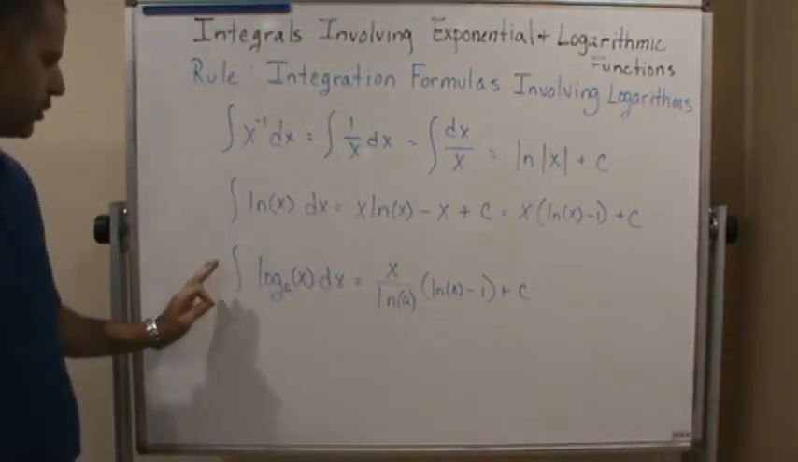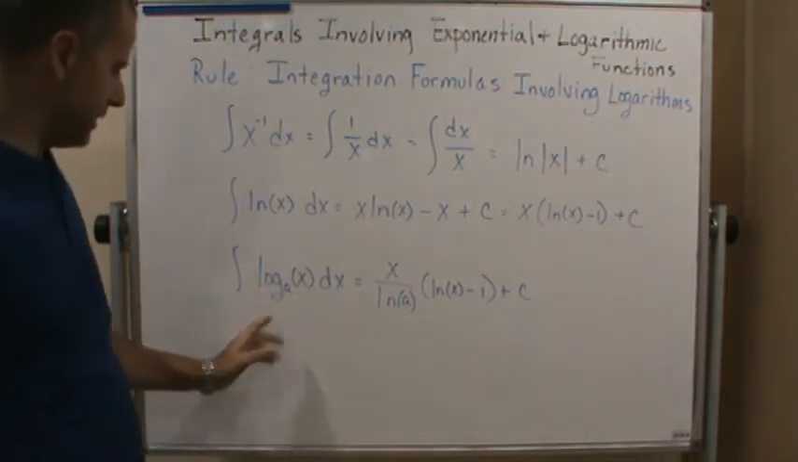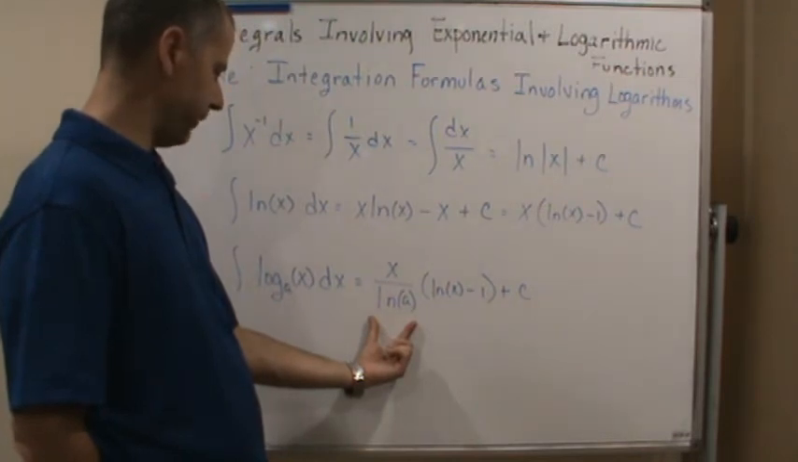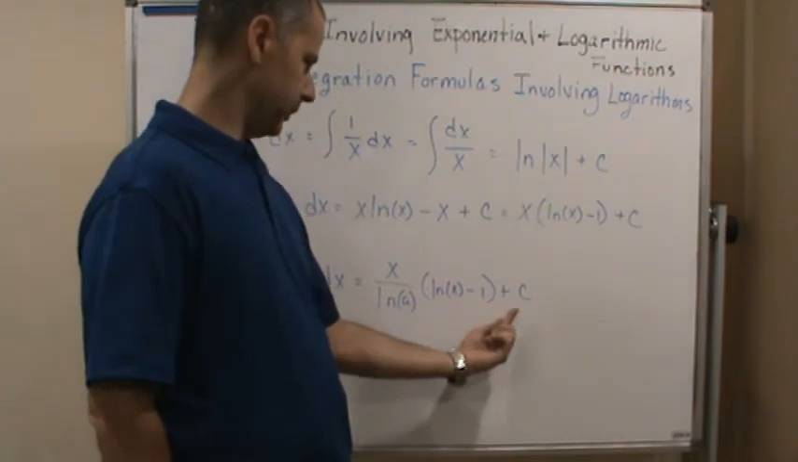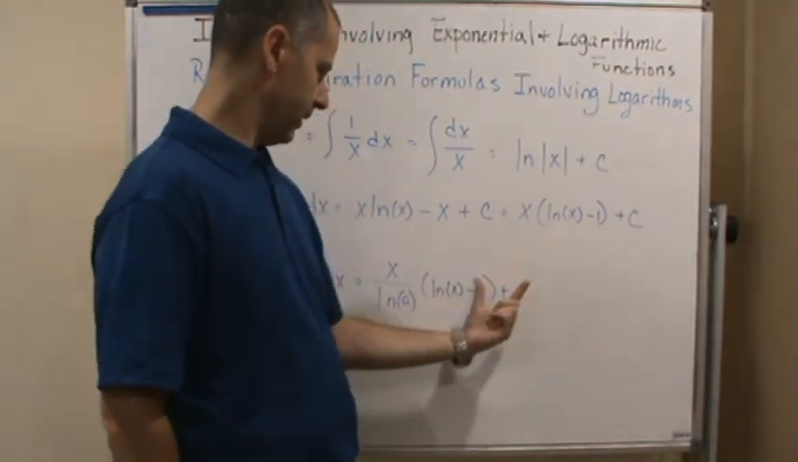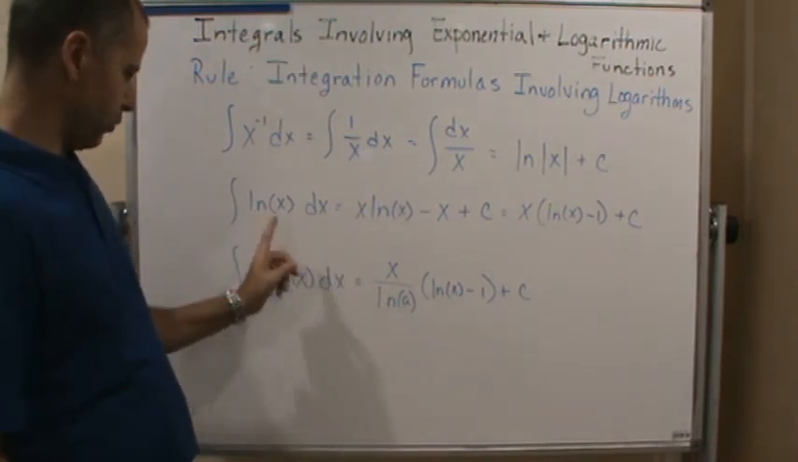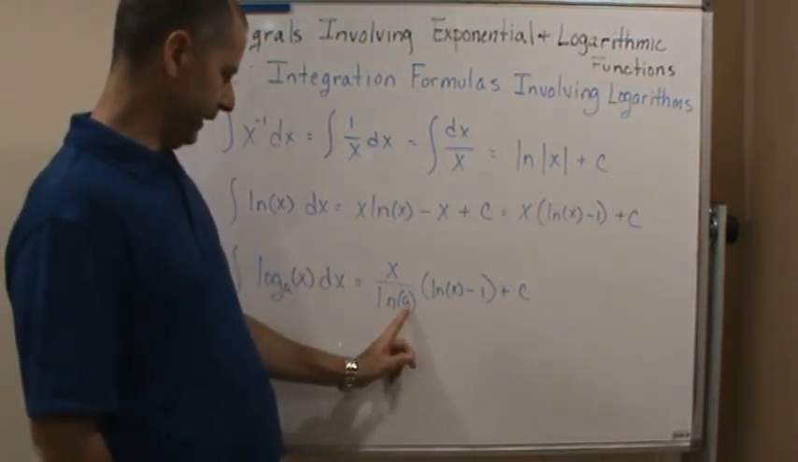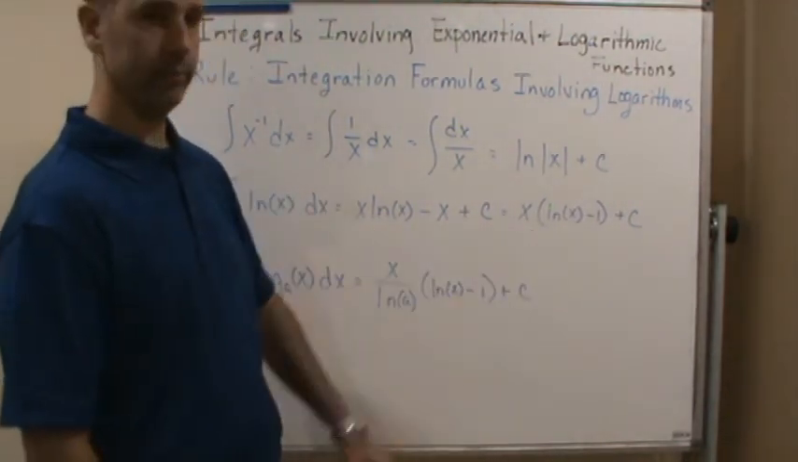And then finally, the general rule for any log is that we're going to take x divided by the natural log of a, the base, times this, plus c. Notice that it's very similar. The only difference is that when we're dealing with the natural log, the base is e, and the natural log of e is 1, so it goes away.